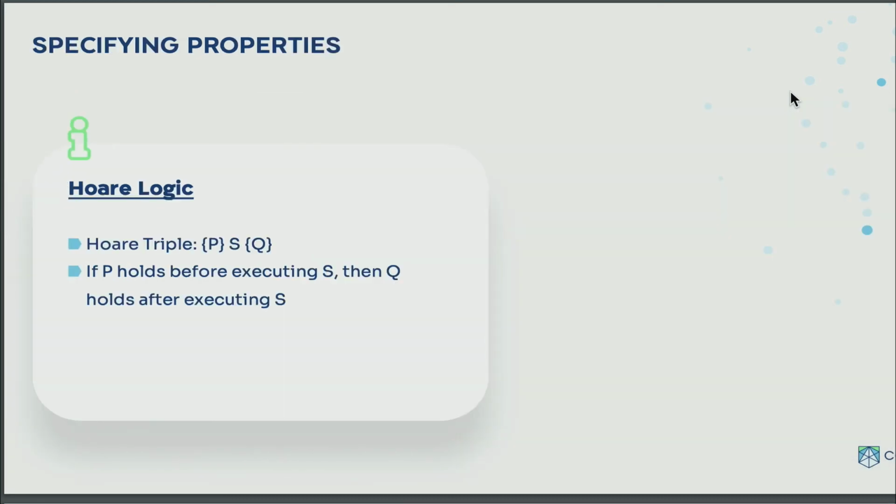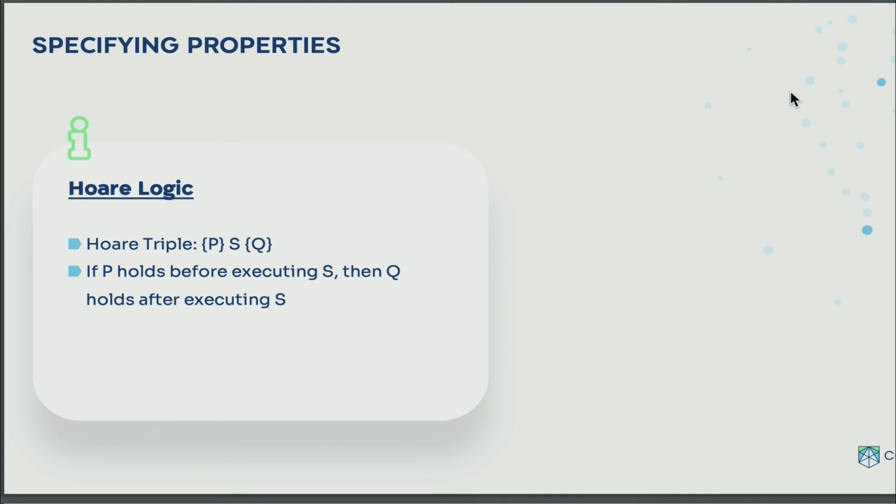Okay, now I'm going to talk about how I specify property. From the logic point of view, there are a few notations. The most common and most used one is called Hoare logic. What it says is that if there is a condition P that holds and we execute some kind of statement, then Q must hold afterwards. And this is a good way to think about our properties.